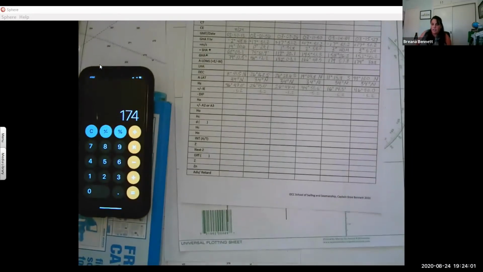Okay. Kind of blurry all of a sudden. So that was a lot of calculator work. Did anybody notice a pattern on our GHA? Maybe we'll notice it. We'll wait to the LHA and then we'll notice it. Okay.